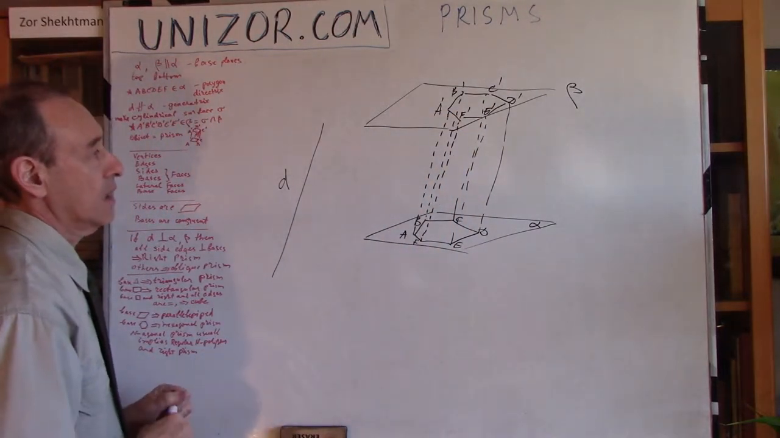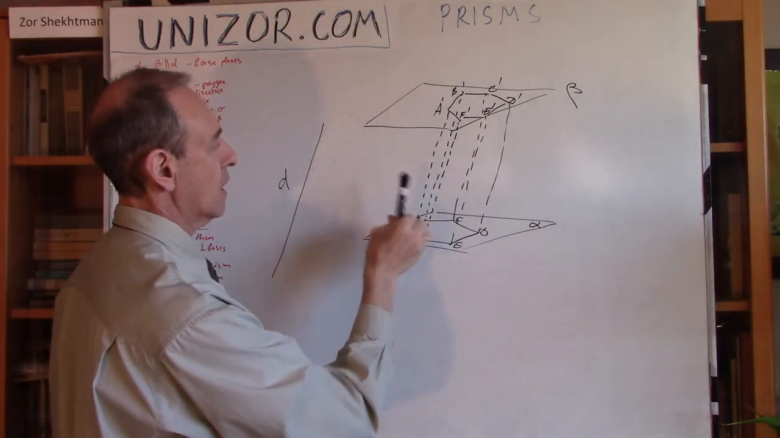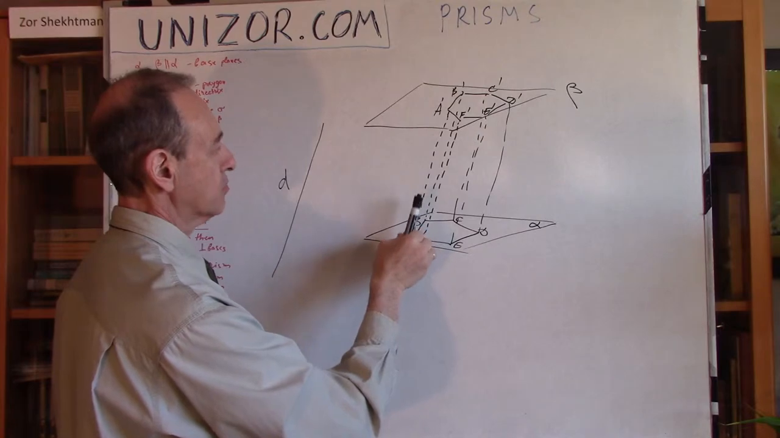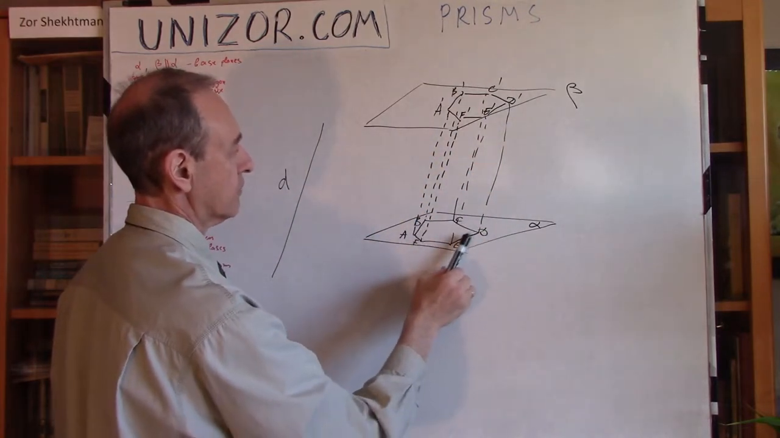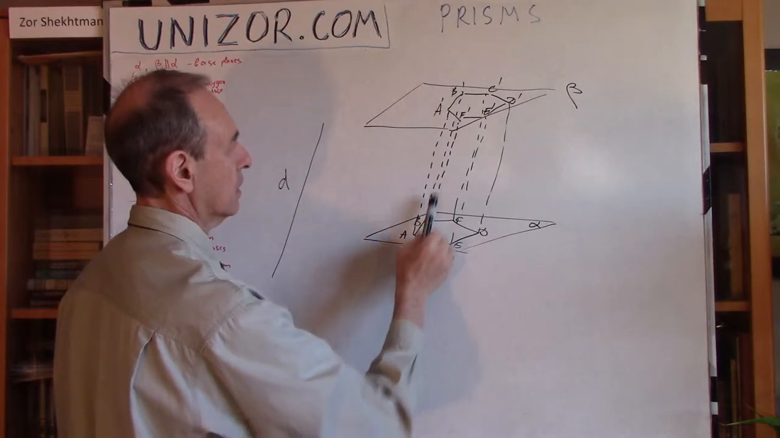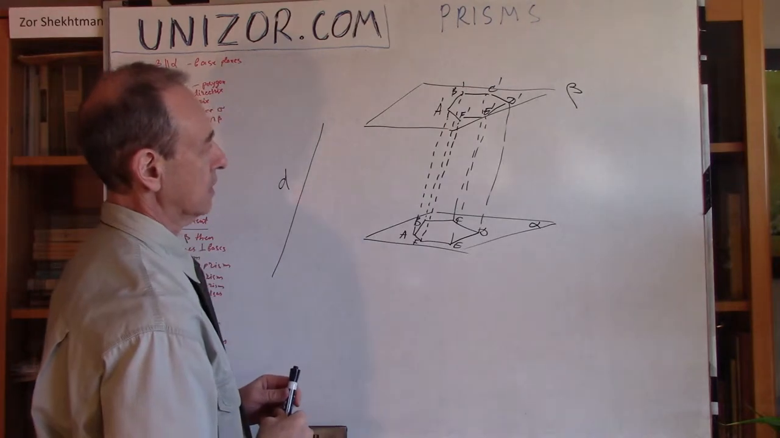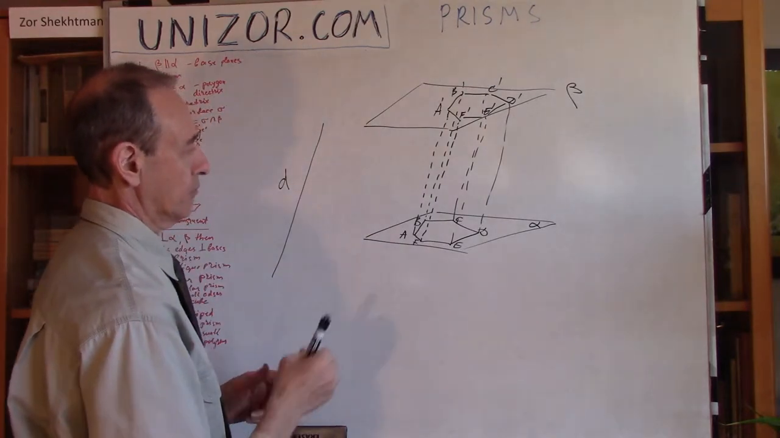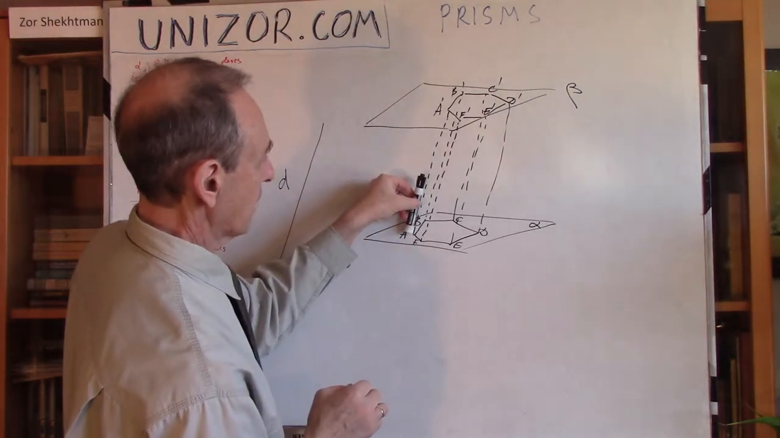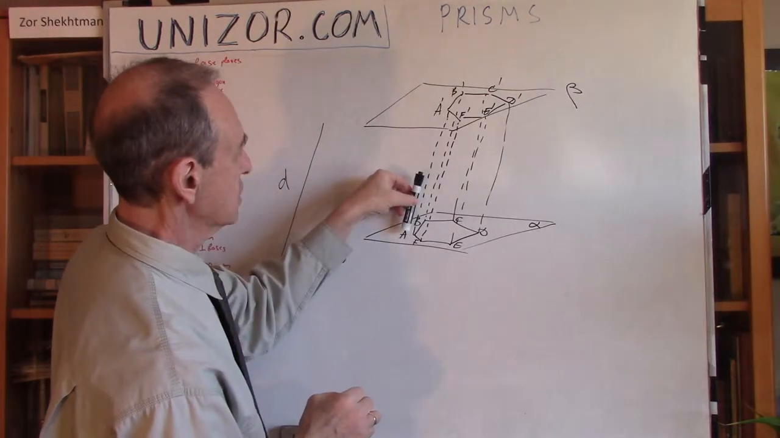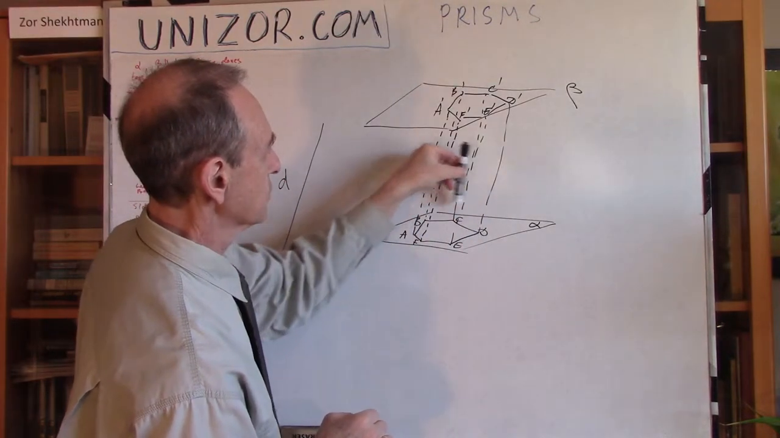So now I'm considering this cylindrical surface, which is formed by all the lines which go through every point on this polygon, and they intersect the opposite base, the top base beta. Alternatively, you can consider that I have one line from A, let's say, which is parallel to D, and I'm just moving this line, and that's how I'm forming a surface.